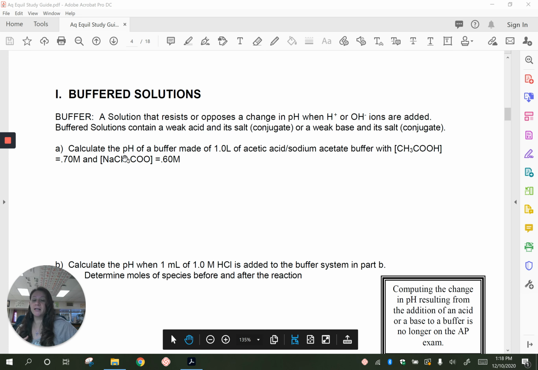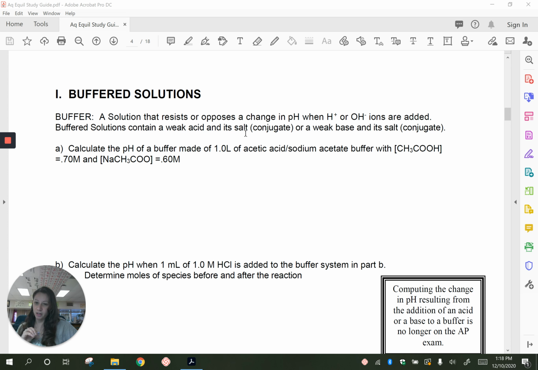A buffer is made up of two components. So a buffer is a weak acid with its salt or its conjugate, or it could be a weak base with its salt or conjugate. So a weak acid and its conjugate, or a weak base and its conjugate. So each buffer has to be made up of two different things together. One of them is acidic and one of them is basic.